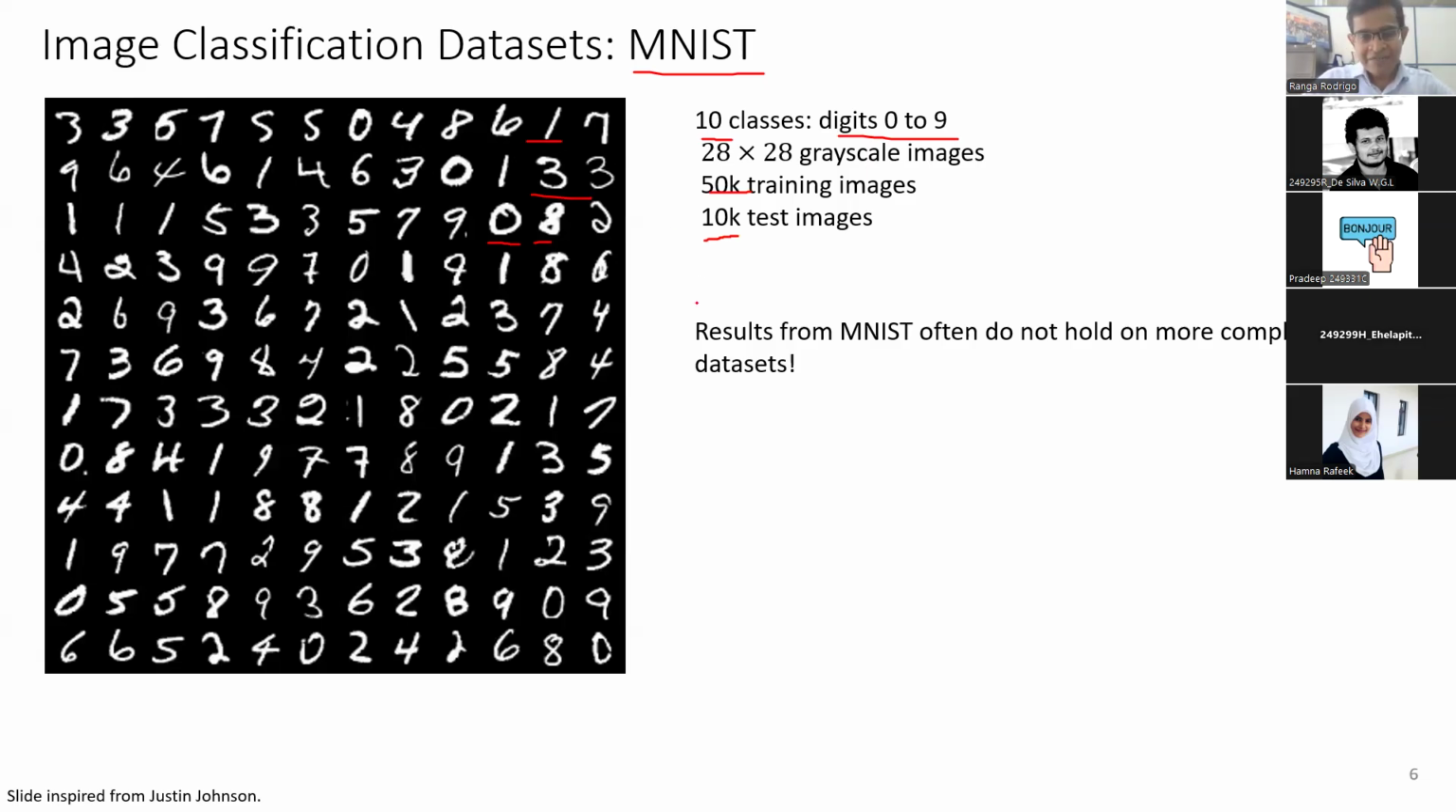The thing is, the results from MNIST do not often hold on complex data sets. There are larger and larger data sets, so they need specialized classifiers. But this is one of the early experiments that people did. We also worked on this data set some time ago.